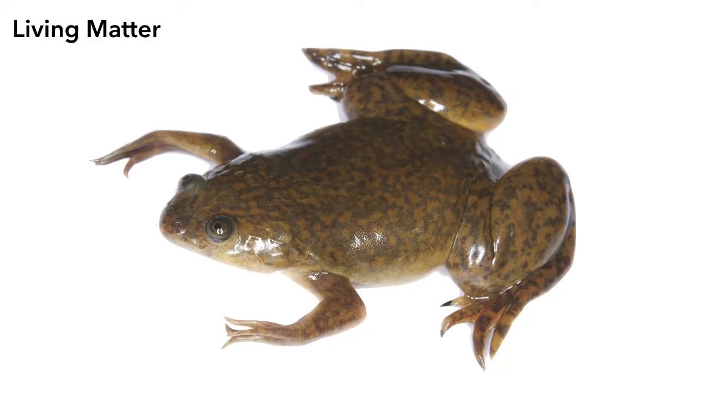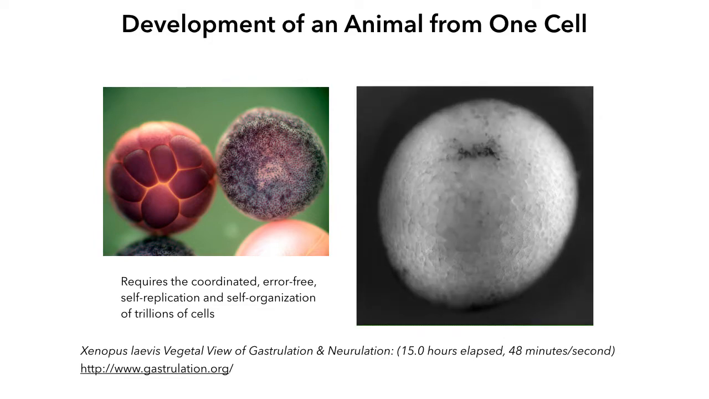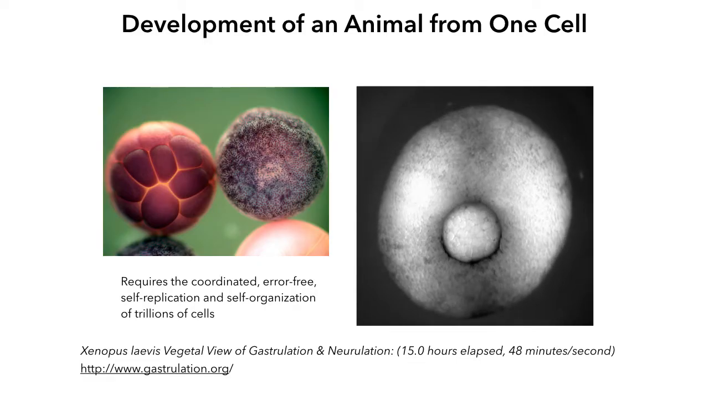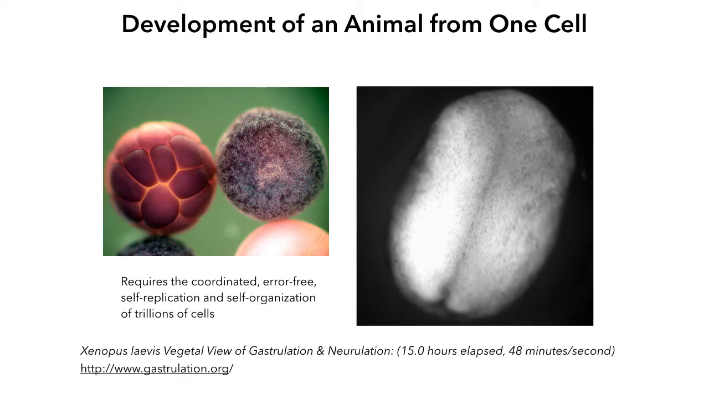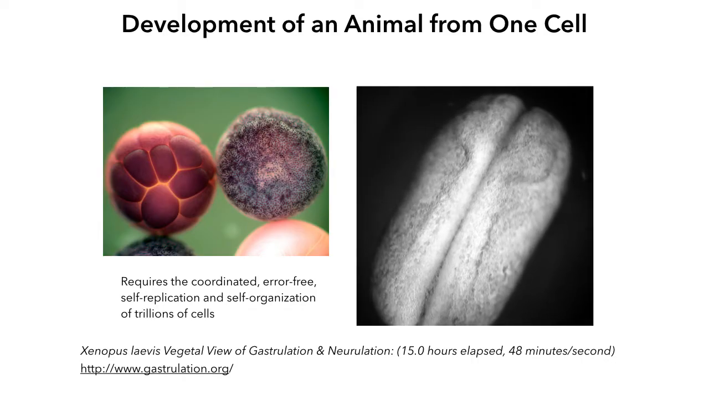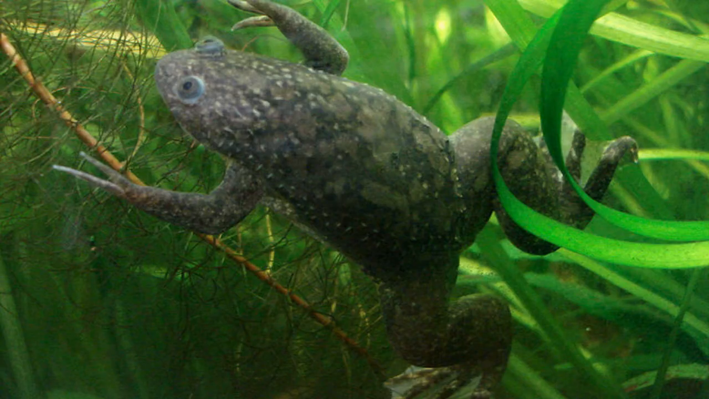Here's a Xenopus laevis, an example of living matter. It started out as a single cell that was fertilized. The single cell began to divide, and in the course of only a day or two or three, you end up with a much larger number of cells that are beginning to move and invaginate and gradually form the basic shape of the animal with a head, an eye, a backbone, and so forth. And after only a few weeks, you end up with a mature Xenopus laevis.